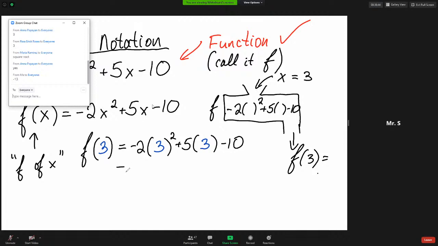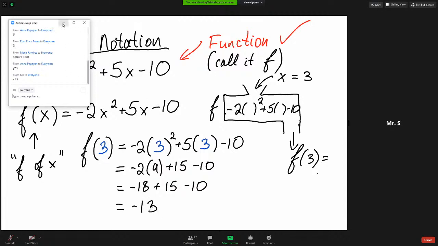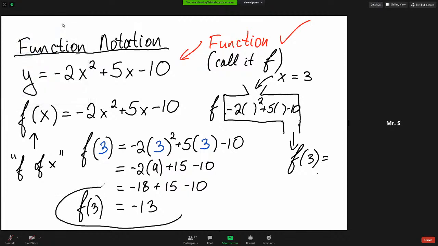Apply your order of operations: -2 times 9 plus 15 minus 10. That's -18 plus 15 minus 10. That's -3 minus 10. That's -13. Yes, so -13 is right. So f of 3 is equal to -13. That's using function notation. The output here is -13.